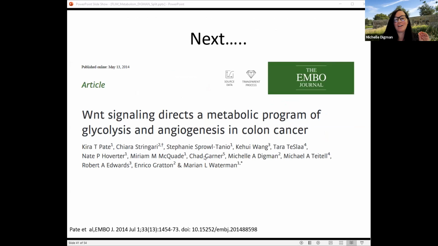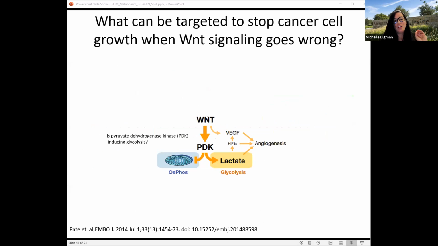So the last part, I'm just going to take 1 minute to show you this really important work that we did on Wnt signaling. This is the work by Marion Waterman, and she's interested in angiogenesis of cancer cells. So if Wnt signaling goes wrong, then the cancer can start in the colon.